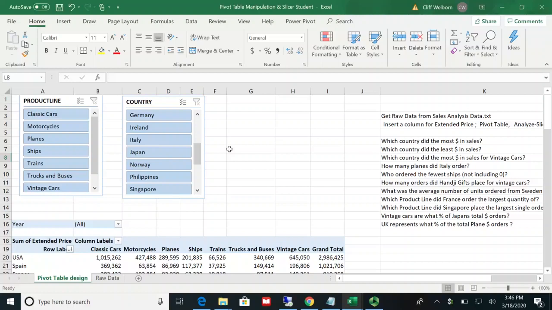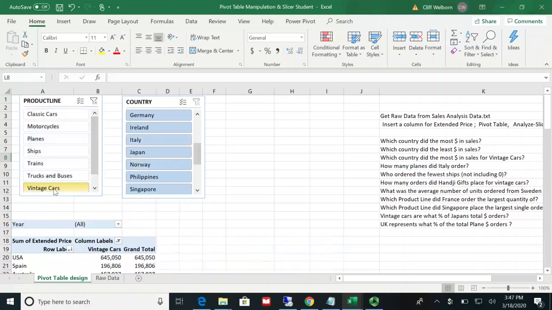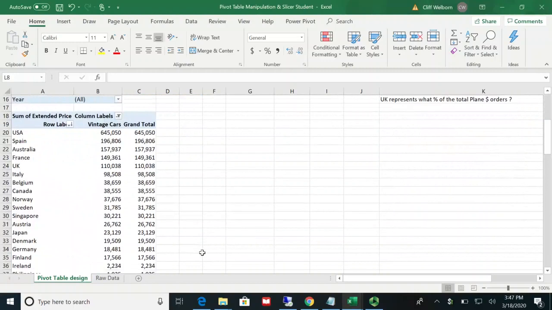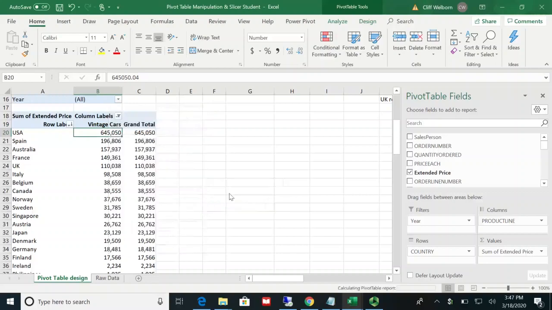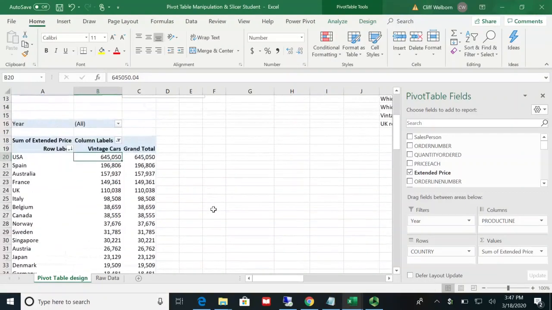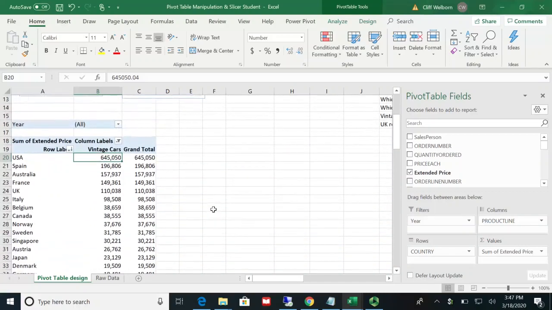So here's where using filters or slicers can make our pivot table look a little bit nicer and neater. If I click vintage cars, then what that does is that takes off all the other product categories, and all I have to look at is just vintage cars. I'm going to make sure that I'm sorted from largest to smallest, which I think I may have already was, but now it's really clear and there's not a whole lot of other things that are in my way to figure out that yes, it's the USA was $645,000. So I'm going to bring our answer over.